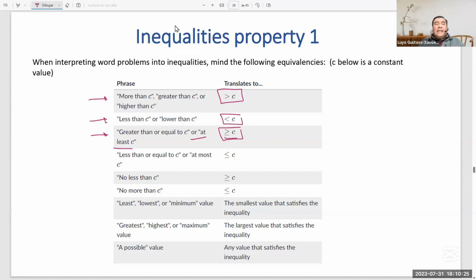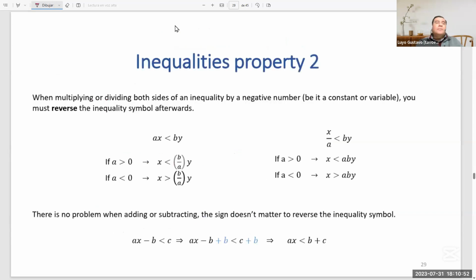On the contrary, when you say less than or equal to, or when you find the expression at most, that is C or less. So you translate that with this inequality symbol. No less than C means greater than or equal to C. No more than C means less than or equal to C. And so on. Right? So let's now take a look at some properties you need to be careful with. The basic thing you need to remember: most of the operations that you are allowed to do when trying to solve an equation, you can also do when you solve an inequality, reduction of like terms, etc.